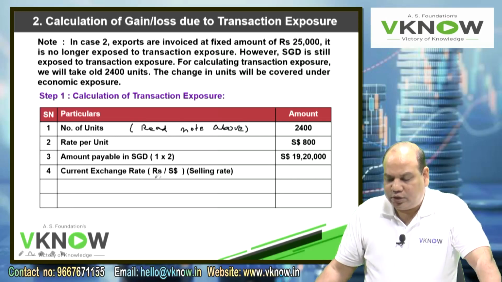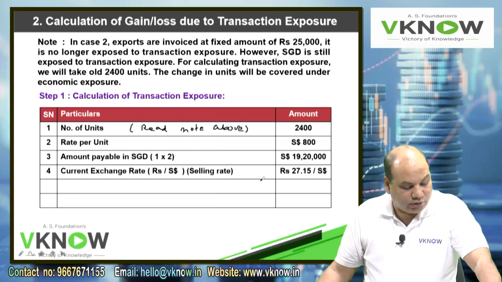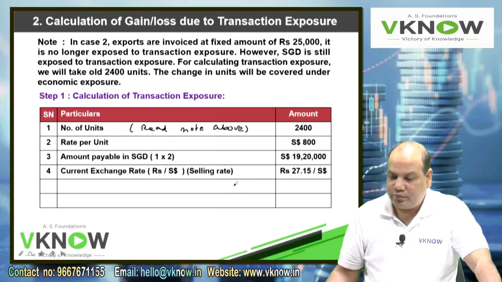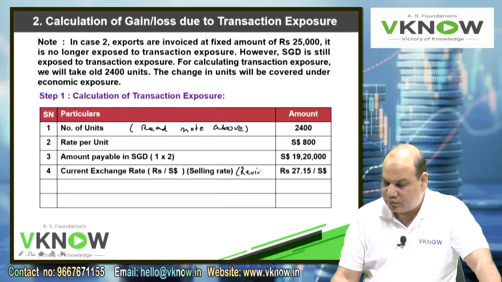So current exchange rate, rupee per SGD, selling rate. You look at the last third line of the question, 27.15 rupees per SGD. This will be the revised rate. In case you get confused later, you write the revised. Something has happened, because of that the current spot rate has changed.